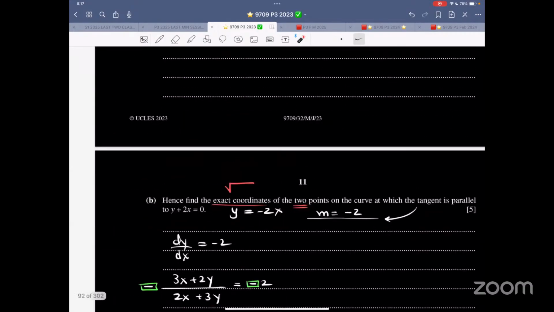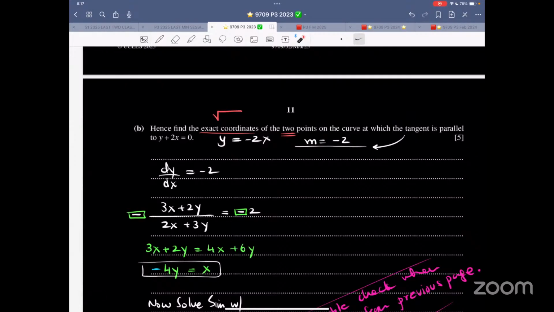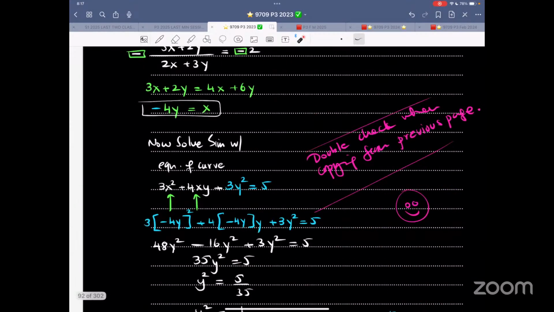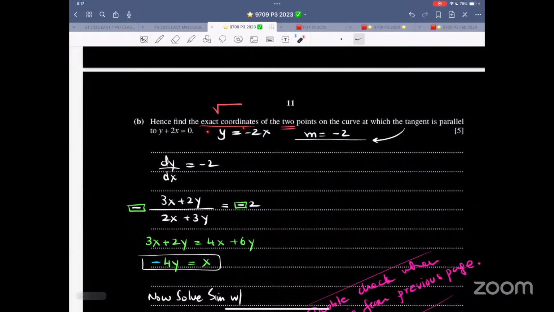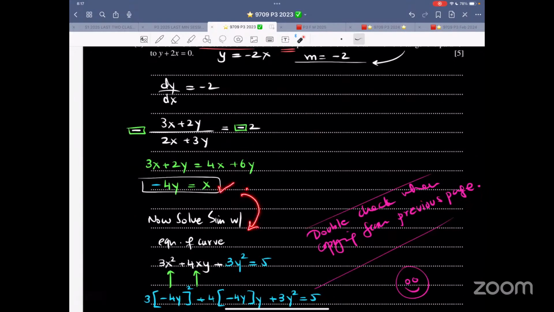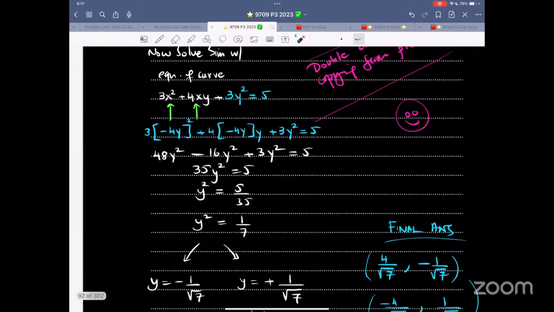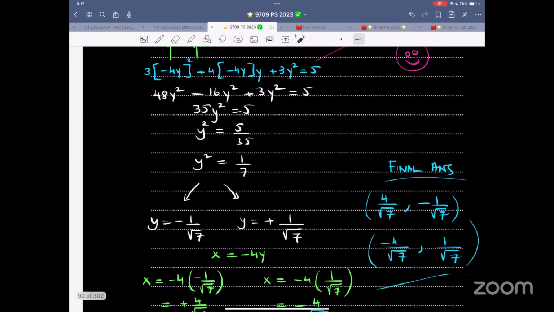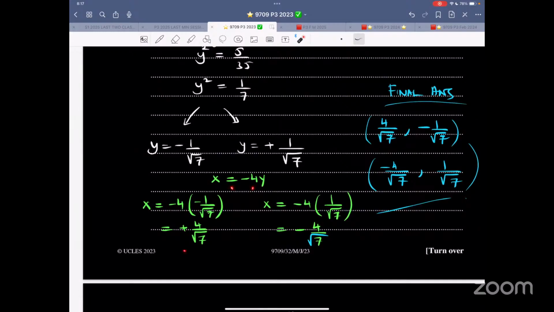Implicit, we solve this something like this. Now over here, find the exact coordinates of the 2 points on the curve at which the tangent is parallel to this. So it's neither parallel to x-axis nor parallel to y-axis, it's parallel to this thing. Therefore, gradient is this. dy by dx is negative 2. We get this equation, solve it simultaneously with the equation of the curve. You get two answers for y. Plug those in and you get two corresponding answers.